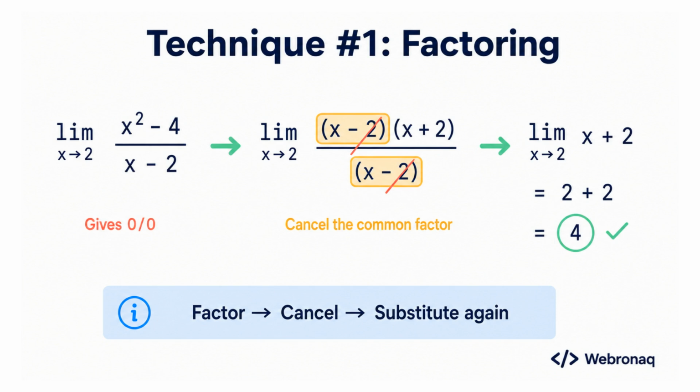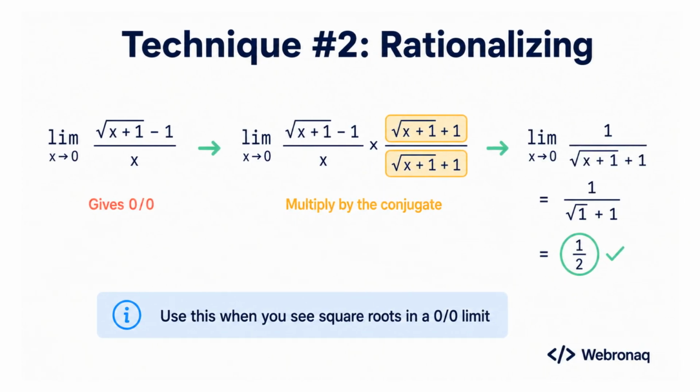Works almost every time when you're staring at a polynomial divided by a polynomial. But what if the function has square roots in it? Factoring won't help there. So let's look at the next tool. Alright, here's the next tool, rationalizing.